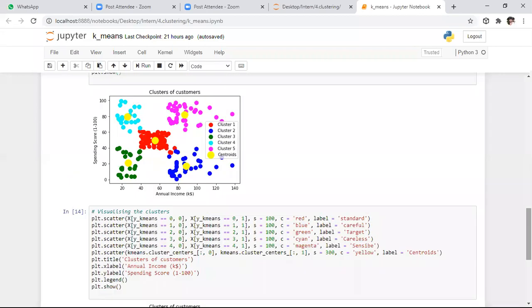So now I will take one more session. In this session, we will discuss the hierarchical clustering algorithm, so that you can easily compare both things.